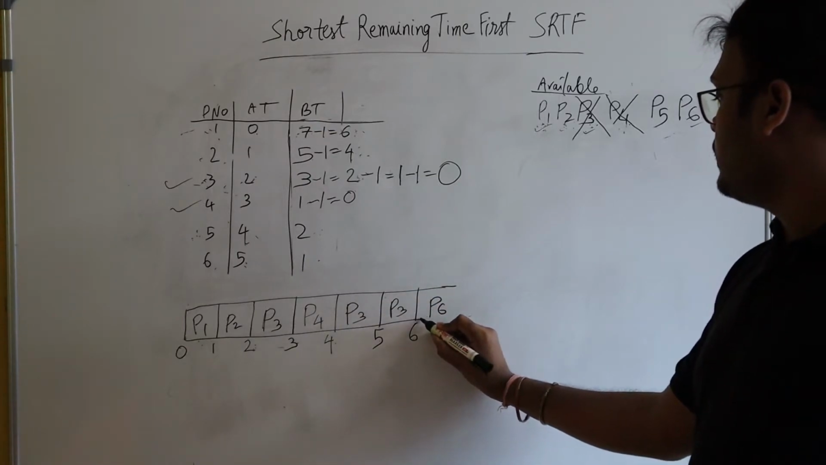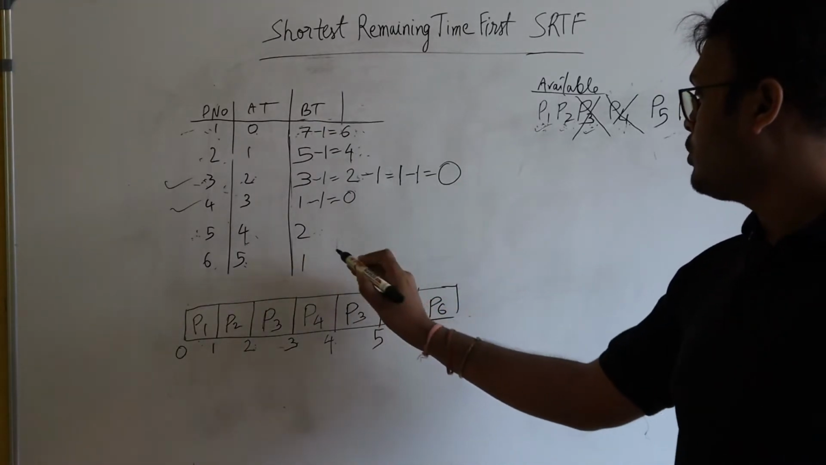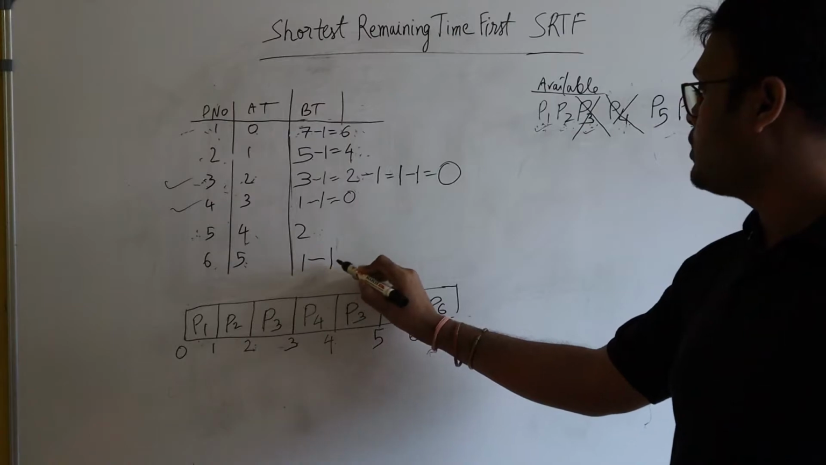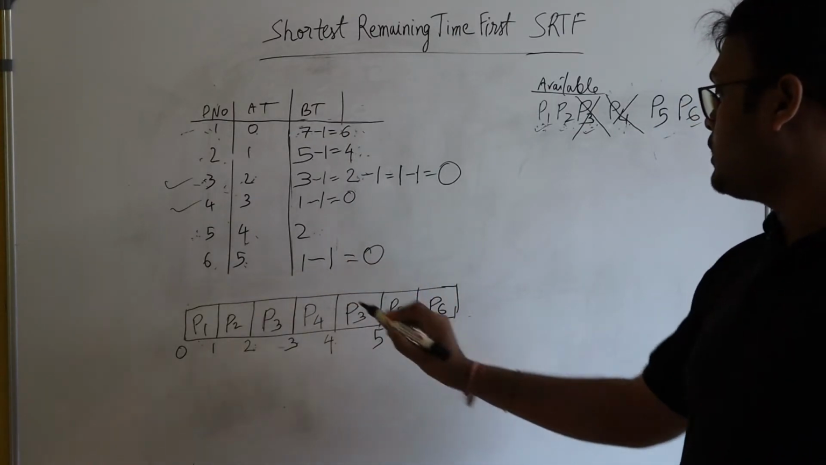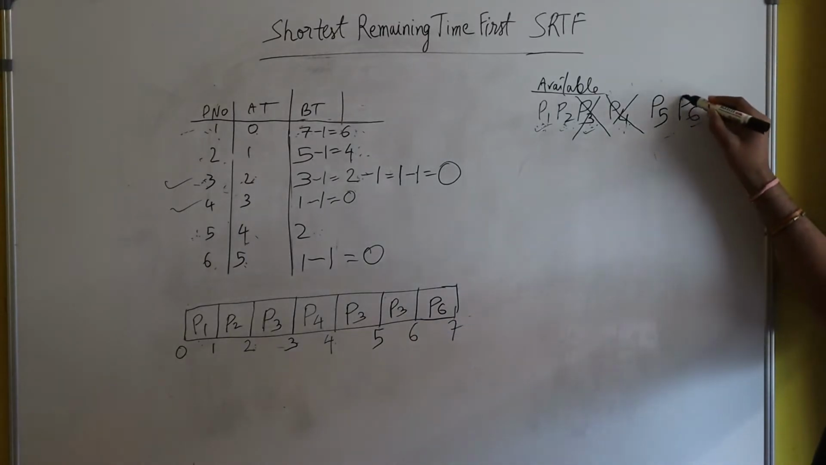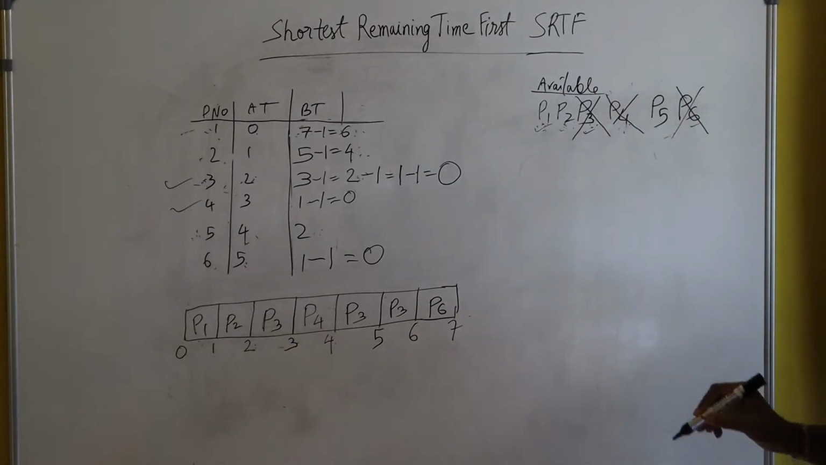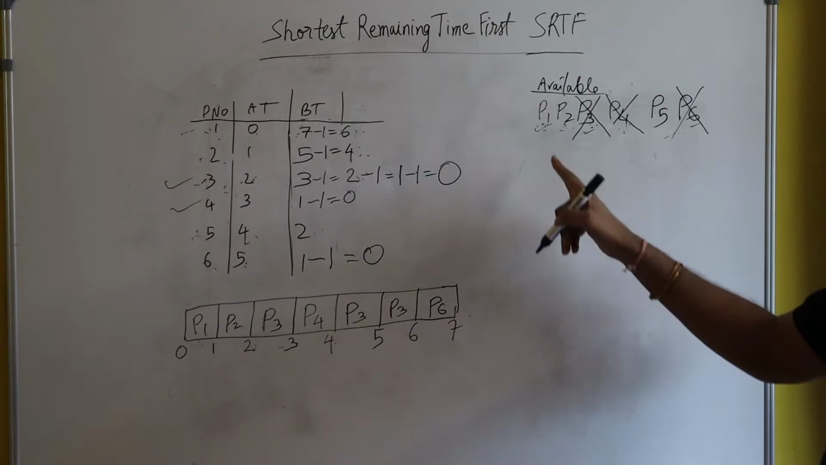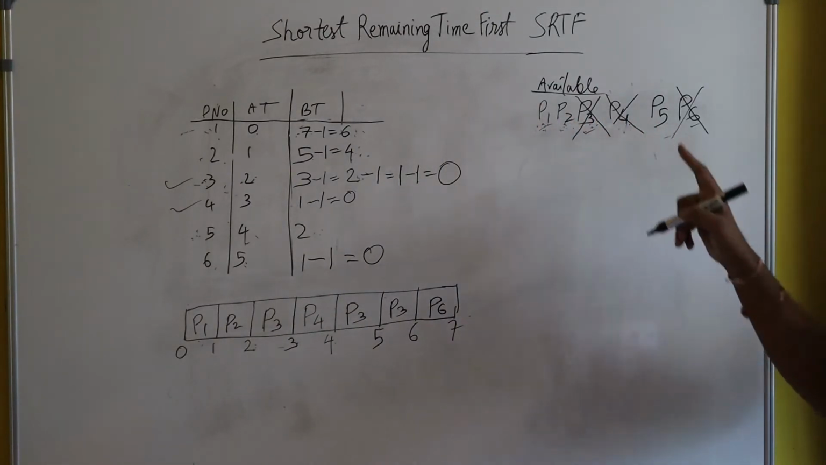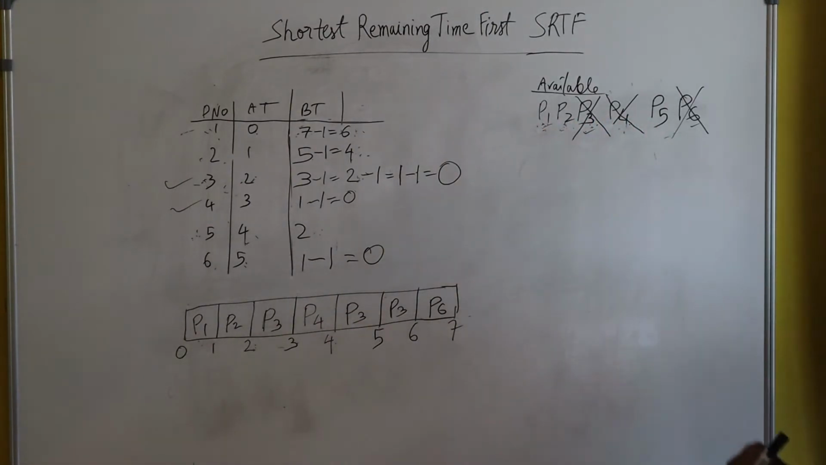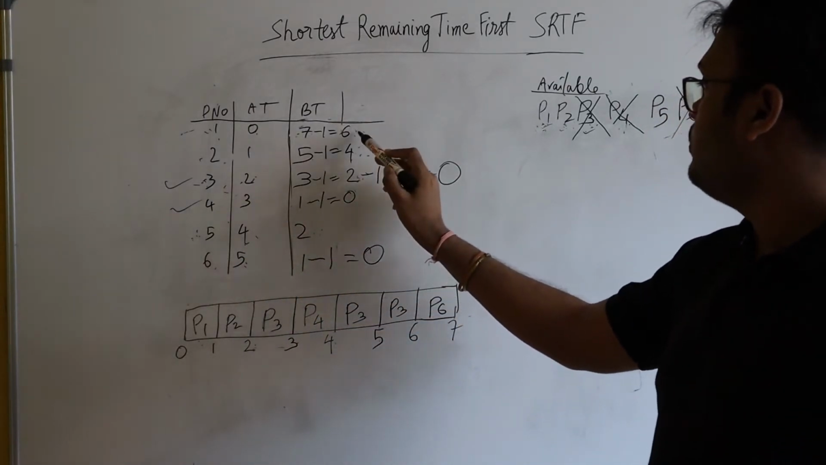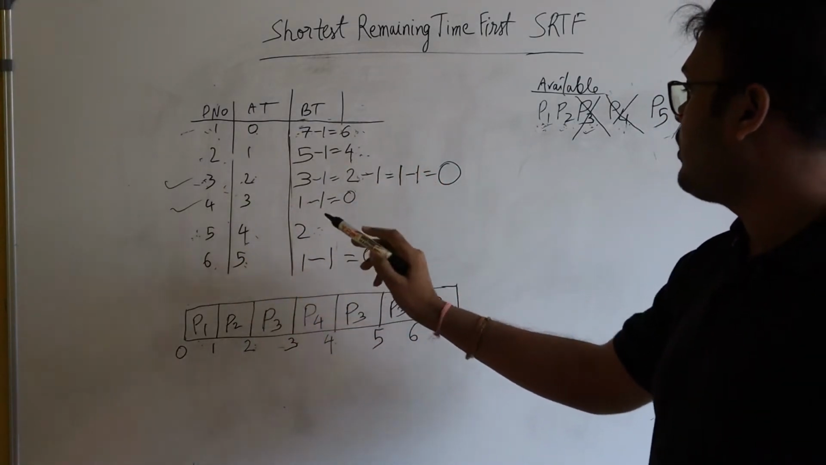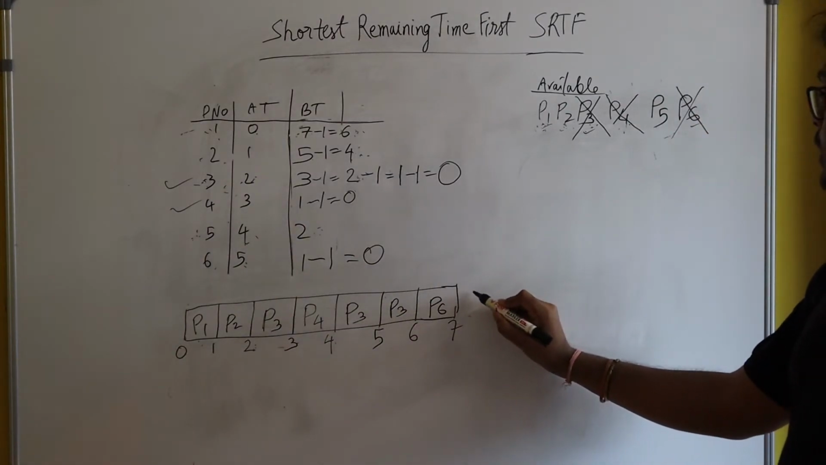P6 will execute for 1 second. After execution of 1 second, 1 minus 1 is equal to 0. So the P6 task is done, and here I will remove P6. So how many available processes do we have? P1, P2 and P5. Among P1, P2, P5, P5 has the lowest burst time, because P1 has 6, P2 has 4, P5 has 2. So P5 will be scheduled.